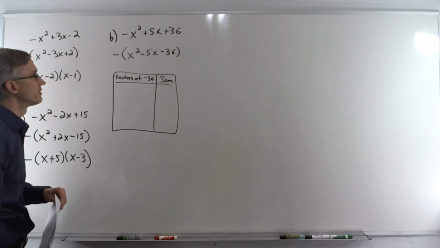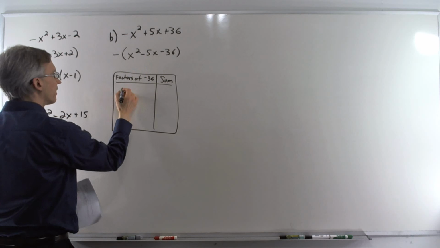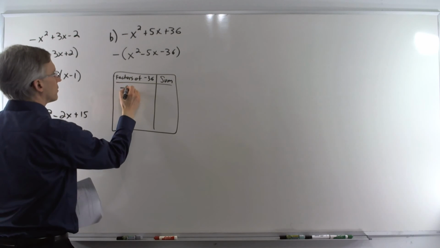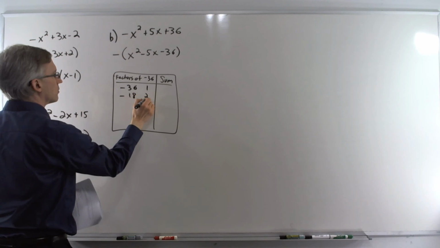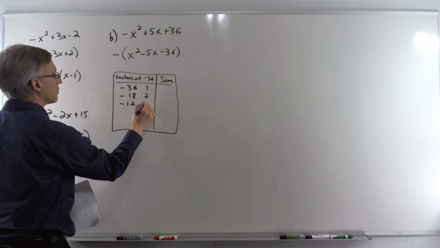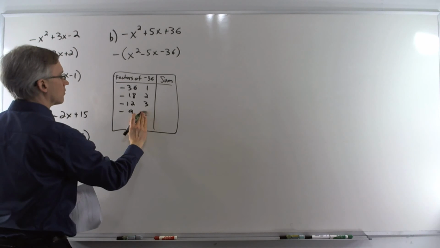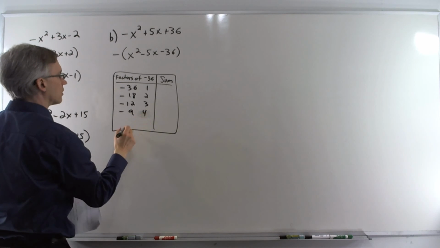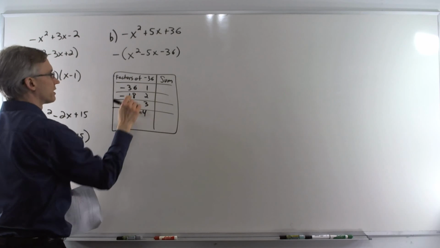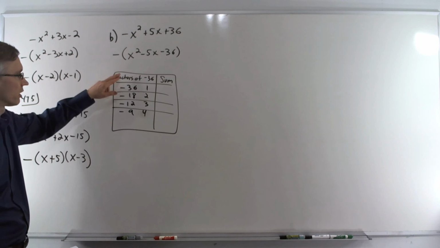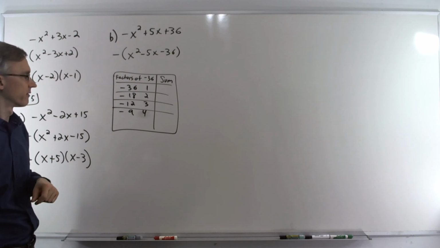So now we need the factors of negative 36. We need two numbers to multiply to get negative 36 and add to get negative 5. There we go. Okay, there's all the pairs to multiply to get negative 36 with a larger negative number because the middle term is negative.